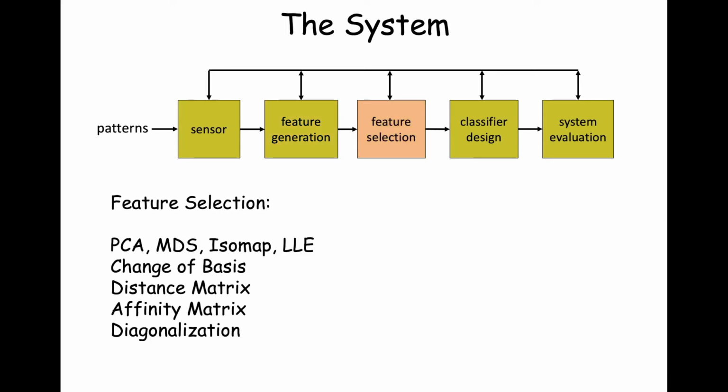So then we looked at feature selection, in particular a number of dimensionality reduction techniques. We looked at principal component analysis, classic multidimensional scaling, ISOMAP and LLE, where ISOMAP and LLE are nonlinear methods, and PCA and MDS were linear methods. In each, we are looking to calculate a change of basis, some of which use distance matrices or affinity matrices, and in each case, we produced an orthogonal basis set that re-expressed our data through some form of diagonalization.